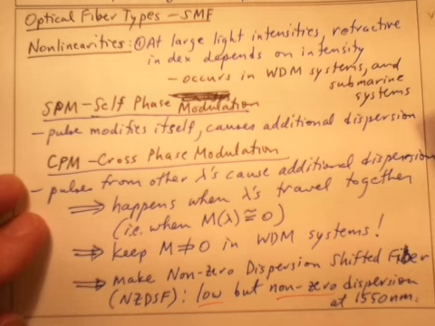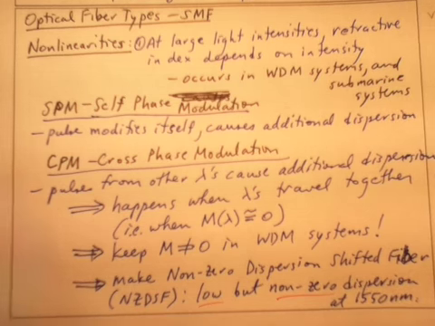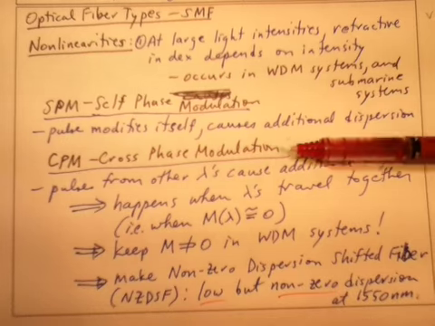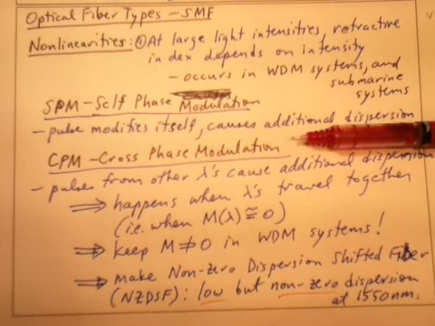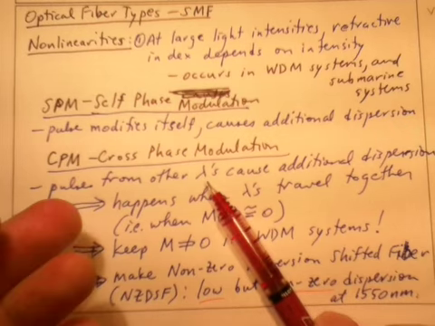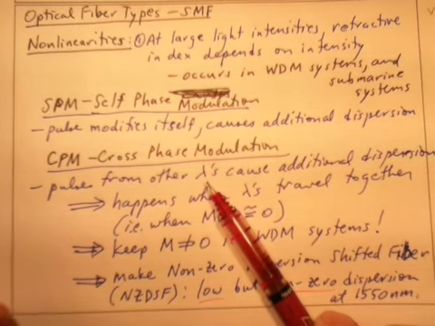That's not really the one we're worried about. What we're worried about is cross-phase modulation. In cross-phase modulation, when you have a WDM system, you have lots of lambdas, lots of wavelengths or wavelength channels in that fiber.